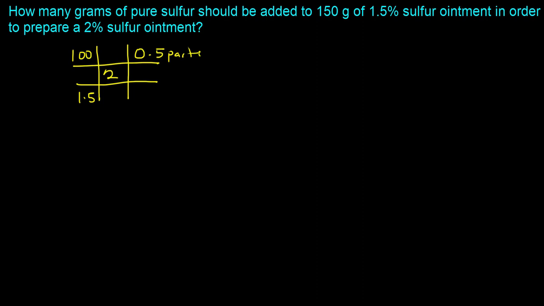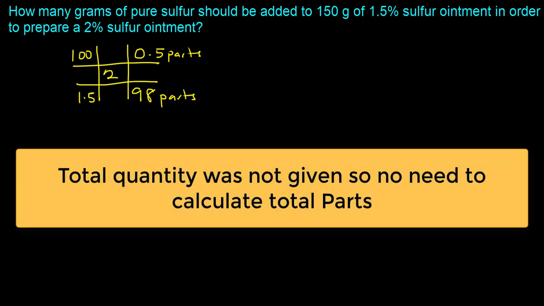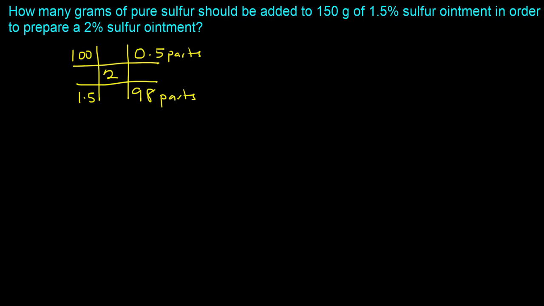And that represents the parts of the 100%. And so next we'll take the 2 and subtract that from the 100. So 100 minus 2 equals 98. And that goes in the bottom right. So 98 parts of the 1.5%. Now in this question, we have not been given the total quantity. So there is no need to calculate the total parts. You only calculate the total parts when you have the total quantity.